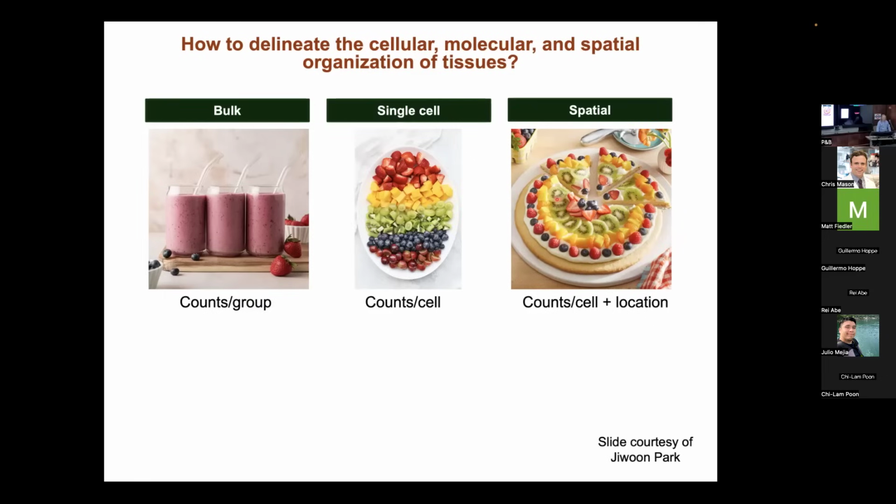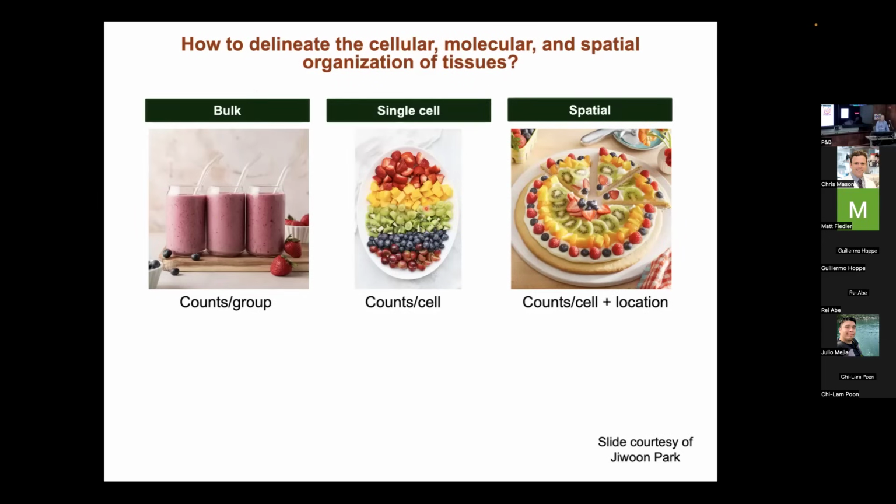So, if you think about how the technologies have evolved, and I know for some of you guys this is the world you've grown up in, but for people like Chris and myself, where this all started, there were microarrays, and then we ultimately moved to bulk sequencing, and then have moved forward. If you're looking at a tissue, or let's say in this case you have a bunch of fruit together, and you just mishmash it all together and make a smoothie, that's kind of bulk RNA, right? So you just have an idea of what's going on in the whole group. You don't really know necessarily where it's coming from.